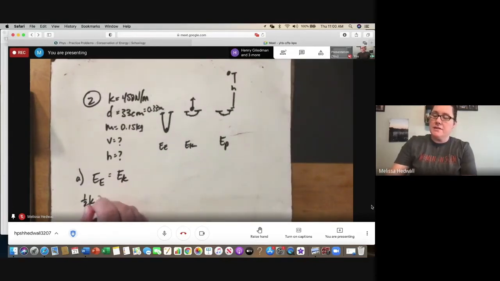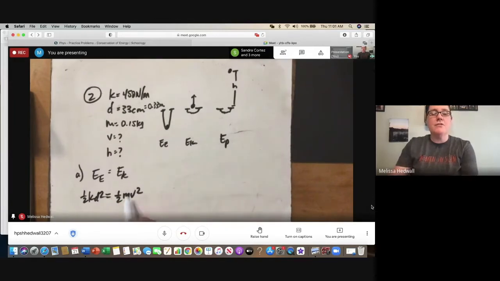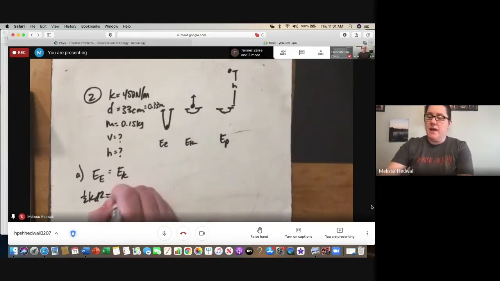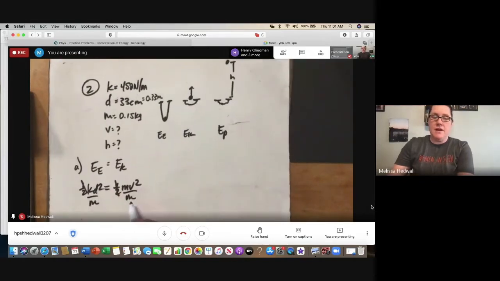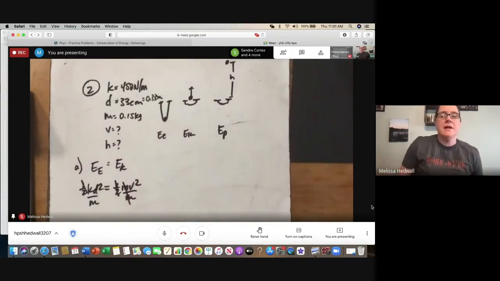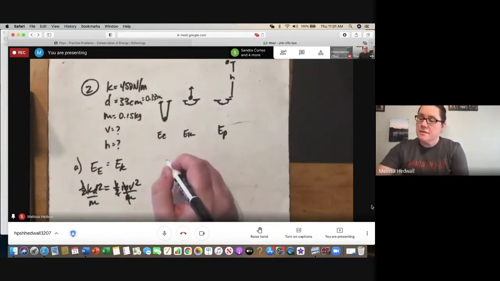So we have 1/2 kd squared will equal 1/2 mv squared, and you'll solve for v. The thing that you can do here is cancel out the halves. You have those on both sides. And then you can divide by m. This will cancel out, and you'll have v squared equals kd squared over m. And you can take the square root of both sides.